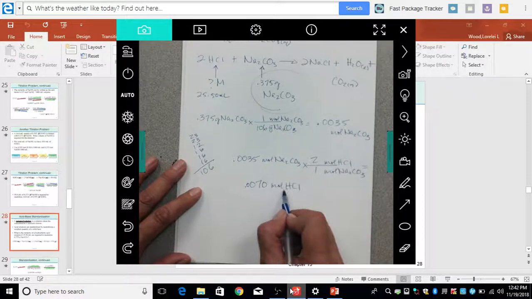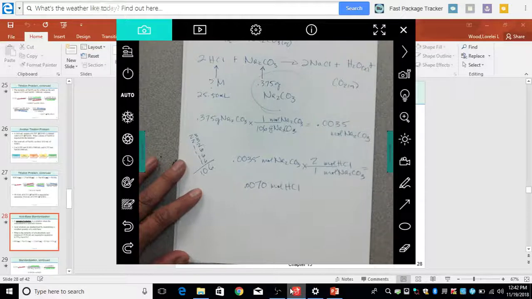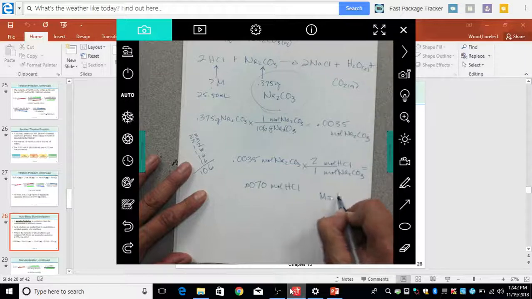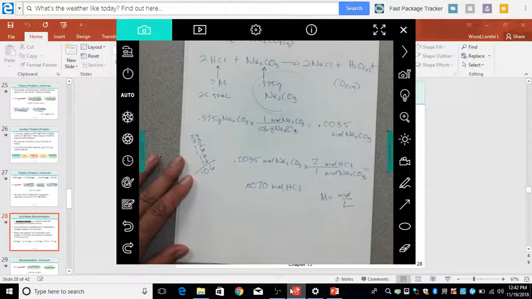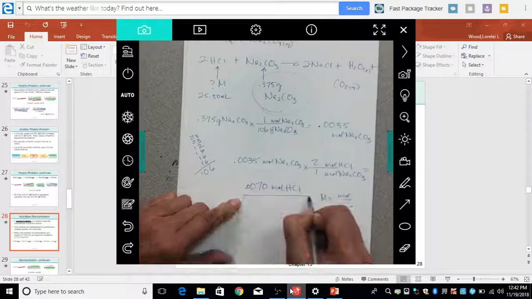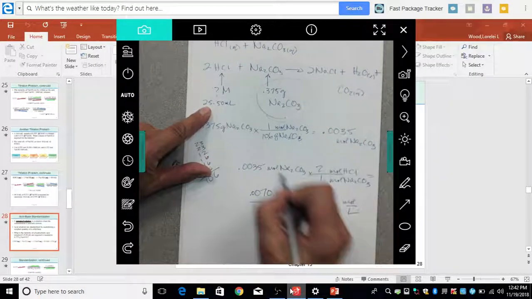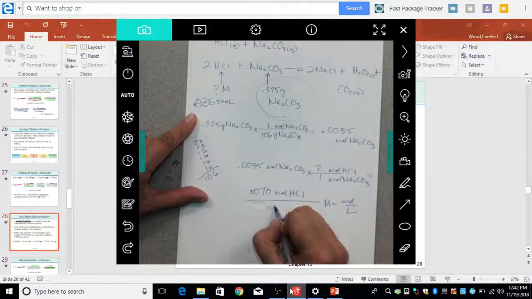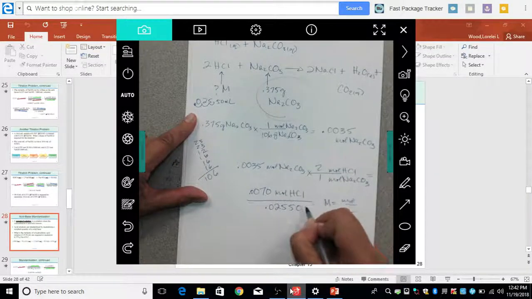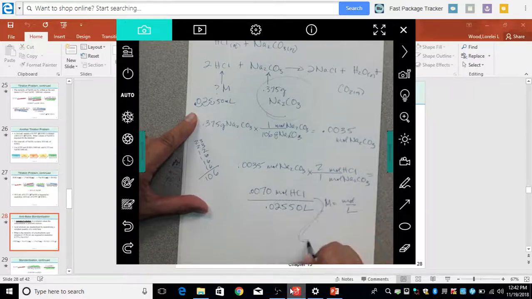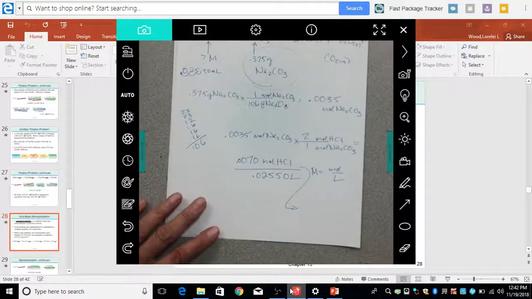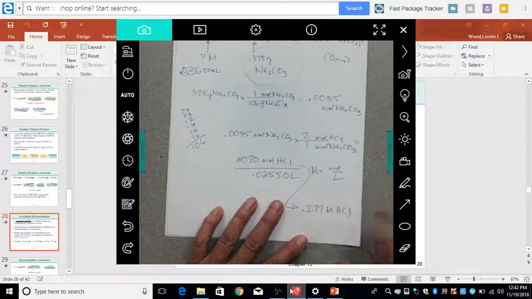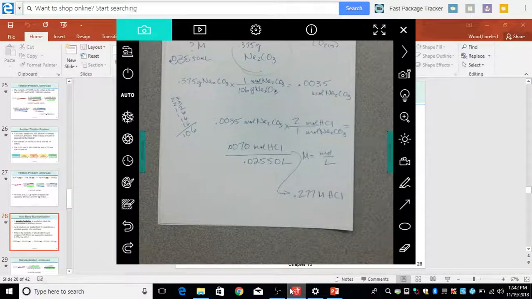So that's moles. I want molarity. Molarity is moles per liter, so what should I do? Divide my moles by liters of the solution that I needed. Change this to liters, 0.02550 liters. And what's my molarity? 0.277. Molarity of HCl.